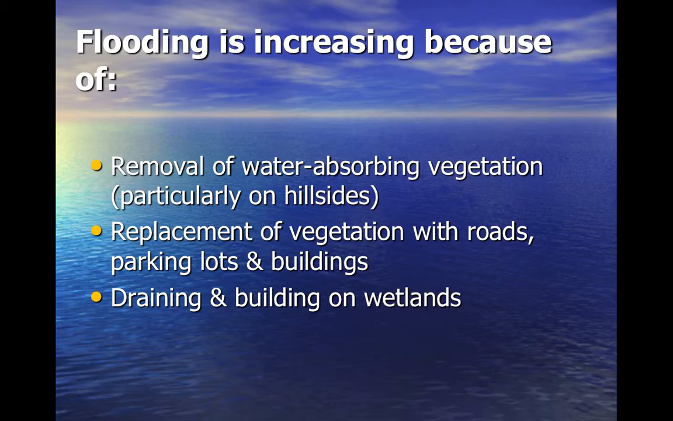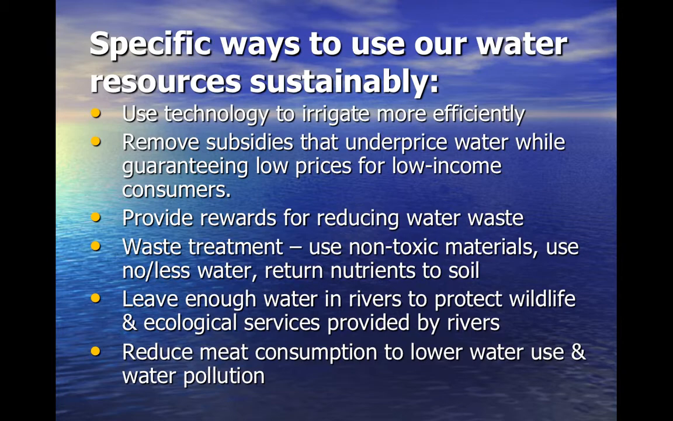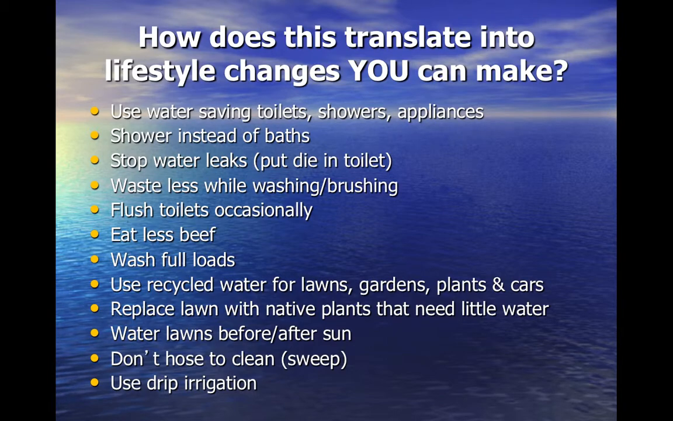Flooding is increasing because, number one, when you remove your vegetation, you're creating runoff, and it goes into a river, overflows, and there you have a problem. We do want to create sustainable water use. These are things you can do by cutting your waste, raising prices, and preserving our forests and wetlands that will allow the soils to soak in that water and naturally release it to the river. And here are some other specific ways to use our water sustainably, and lifestyle changes, what you can do. These are some others as well.